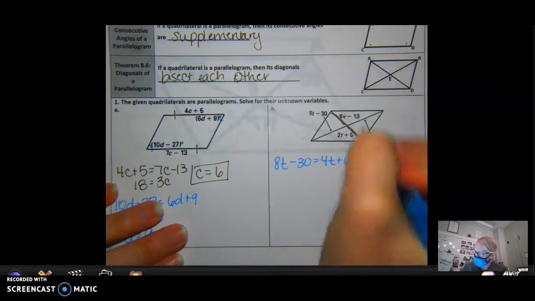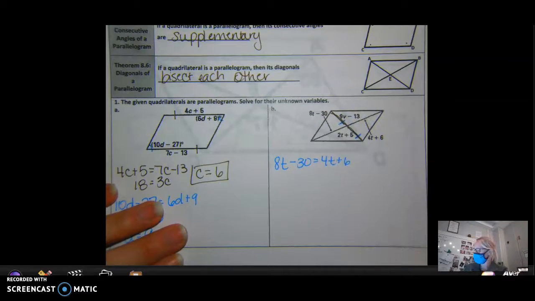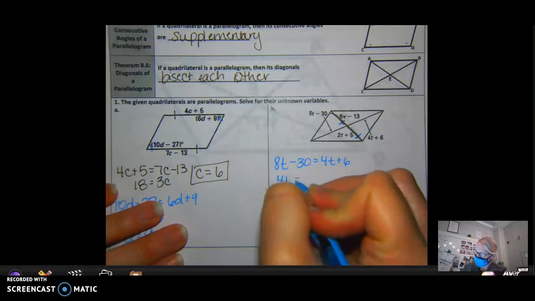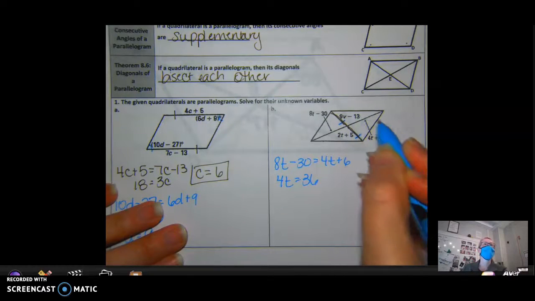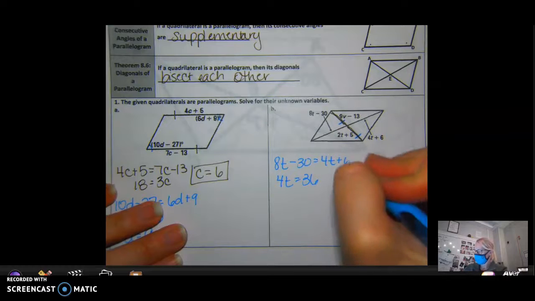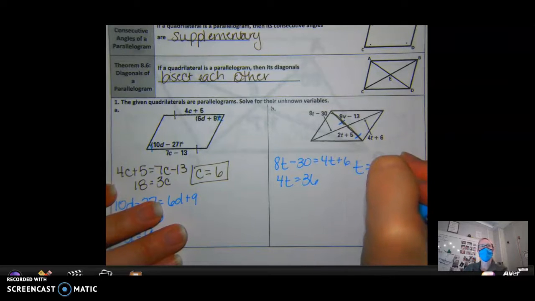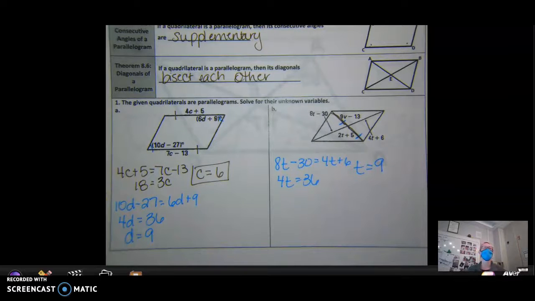Why could I not solve for V first? Yeah, right. Exactly. So T equals 9. Is that what you guys got? Perfect. Now what would I need to do to help solve for V?